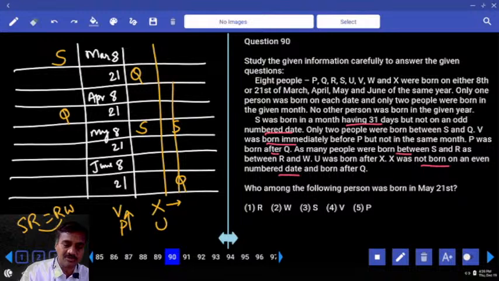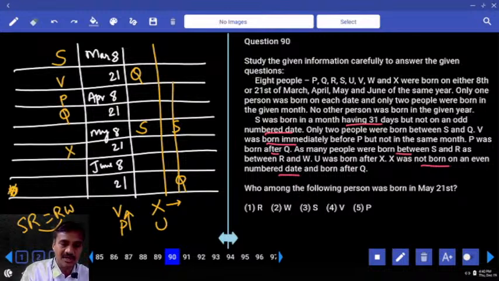Then what are the possibilities? That means odd number date X cannot be here, isn't it? Because U must be after this one. After Q, X must be here. Now if X is here, then V and P must be adjacent to each other, but not in the same month. Hence V and P must be like this. Clear? That is the only possibility we have.